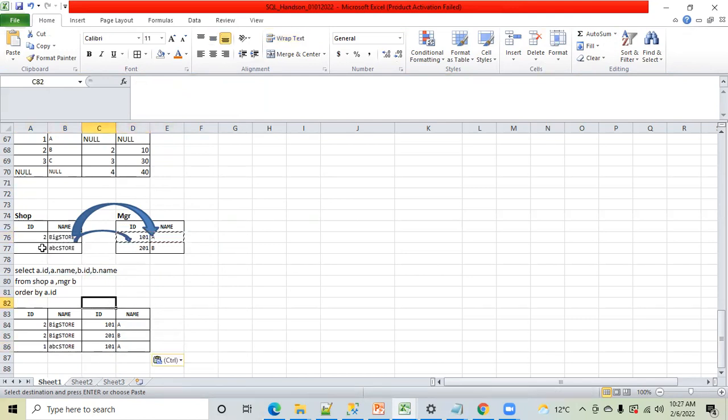Then again this one ABC store will match with this data, 201 and B. Is it clear now? Now suppose in the same table I have one more record, 301 C. So now what will be the output? It will also include 301 and C.